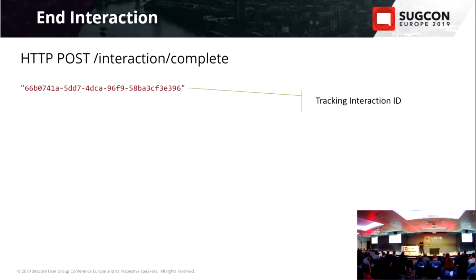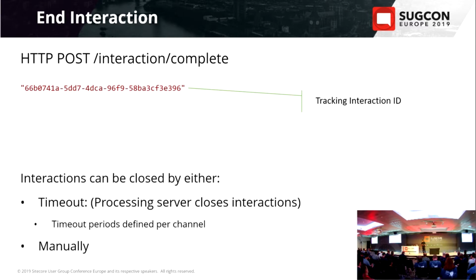Once you're done sending the data, you just post a call to interaction complete with the interaction ID again, and that will close that interaction. Once the interaction is closed, you can't pass any more data to it. You will have to start a new interaction. It will also close by a timeout, and you can define the timeouts per channel as well.